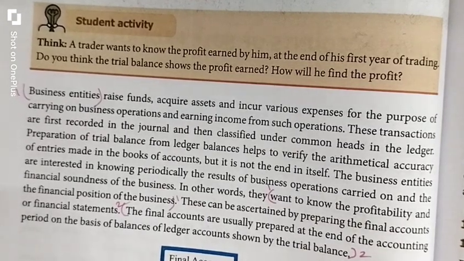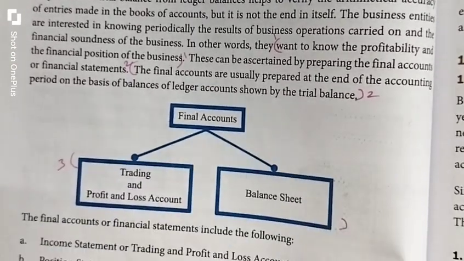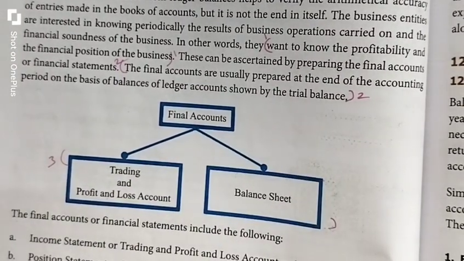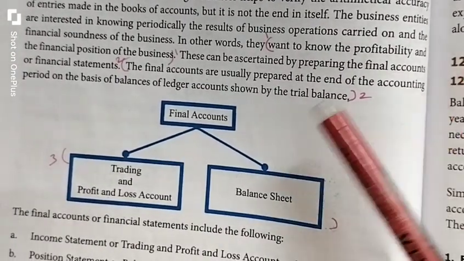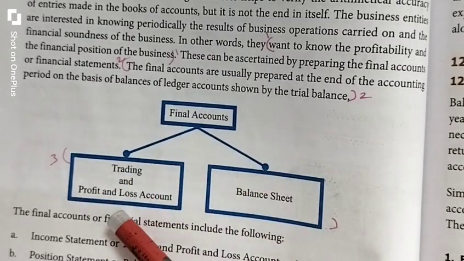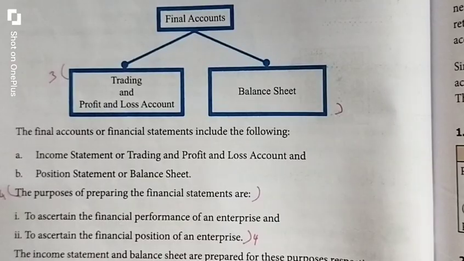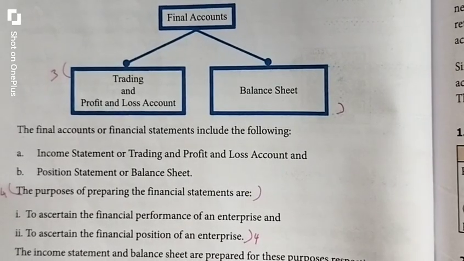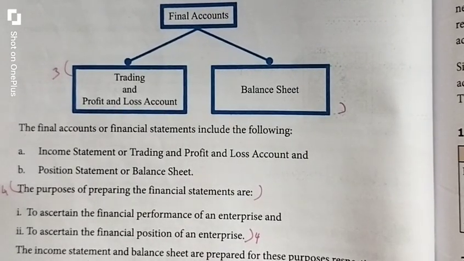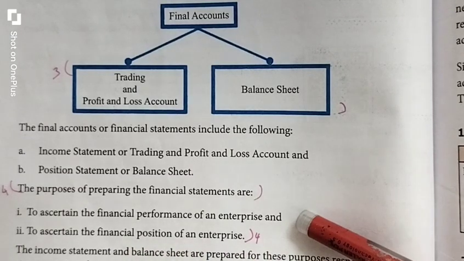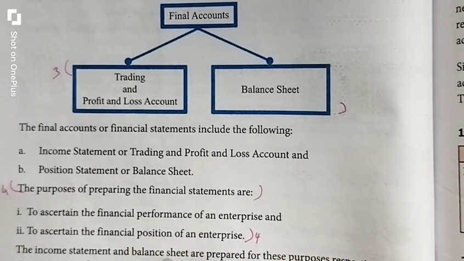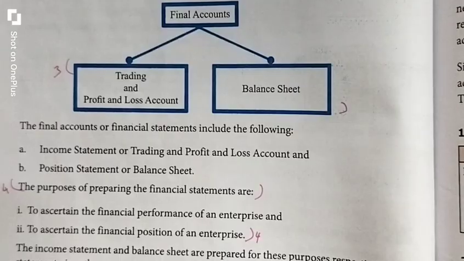Okay, what are the classifications of the final accounts? The final accounts are classified into three categories. What are they? Trading account, profit and loss account, and balance sheet. What is the purpose of preparing the final accounts? To know the financial performance of the enterprise and to know the financial position of the enterprise.